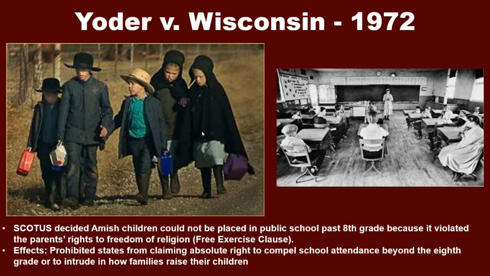All right, Yoder versus Wisconsin in 1972. SCOTUS, the Supreme Court, decides that Amish children did not have to be placed in public school past the 8th grade because it violated a parent's right to freedom of religion. So this goes back to our First Amendment, right? Your freedom of religion, your choice of religion, that's your personal decision. The government has no say in it. And so schools could not force Amish children to go to school after the 8th grade, as it violated their religious rights.